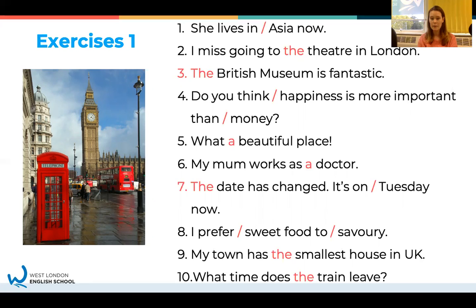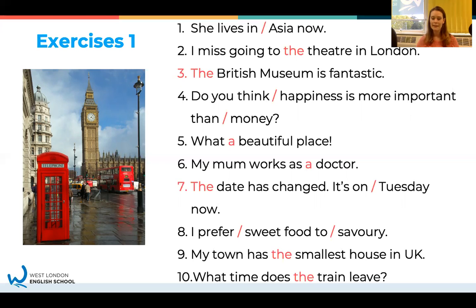Number 4, we don't use anything because this is general. Remember, cats are better than dogs, or dogs are better than cats. So here, it's happiness in general is more important than money in general. It's not specific money or specific happiness. What a beautiful place, because a is used in expressions with what.